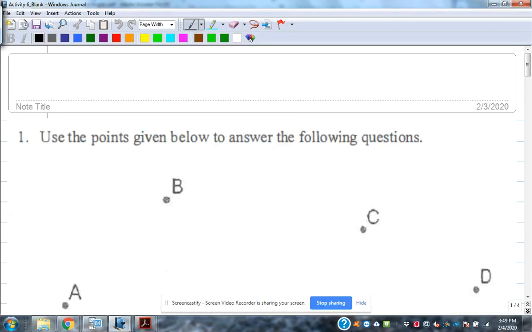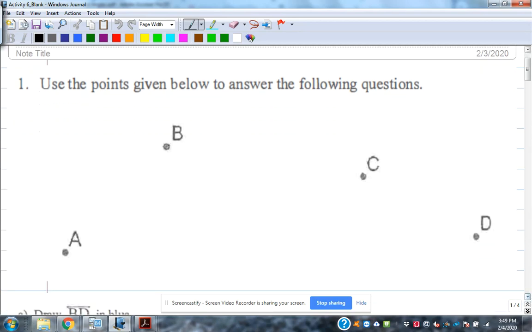So let's start with this picture here. We've got a bunch of points along the way in this picture, points A, B, C, and D, very creative points, and they're just scattered about the page.